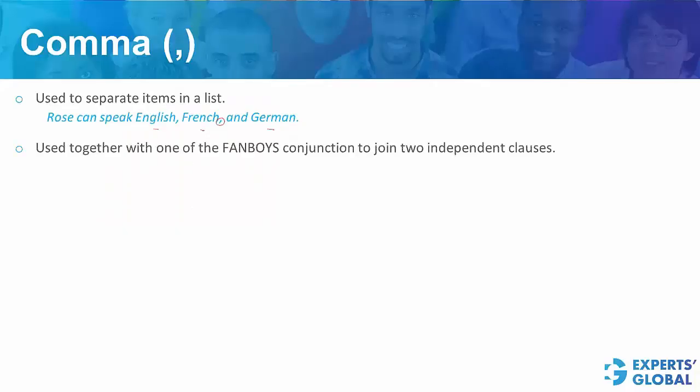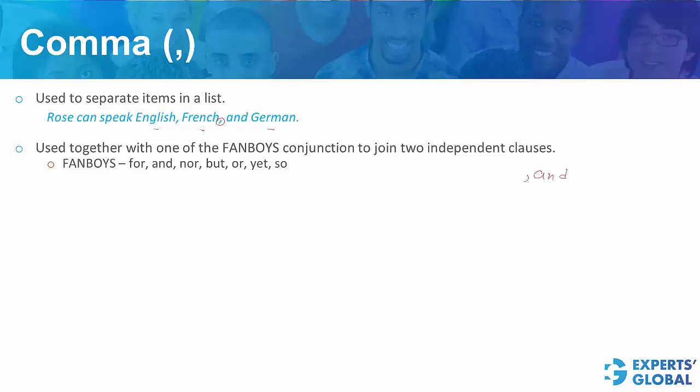Next usage of comma is to join two independent clauses. Remember, comma followed by a conjunction can join two independent clauses. A lone comma is not strong enough to join two independent clauses, but comma together with a conjunction, these 7 conjunctions called FANBOYS: for, and, nor, but, or, yet, so, can together join two independent clauses. The most important of these is the comma and construction.